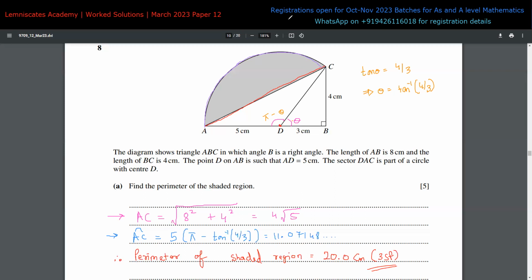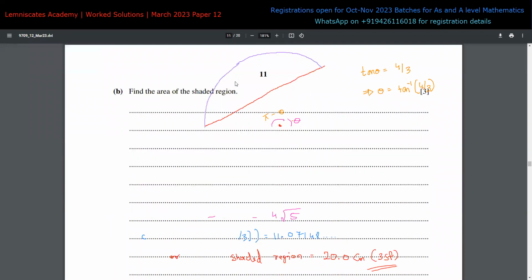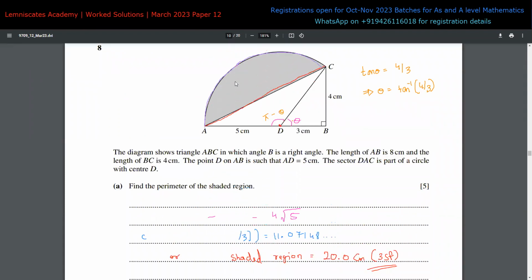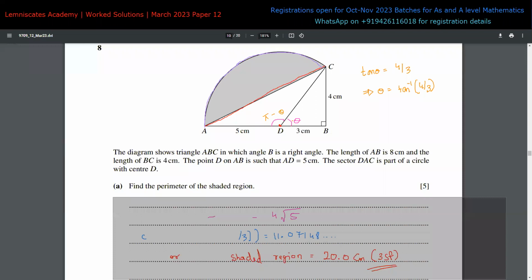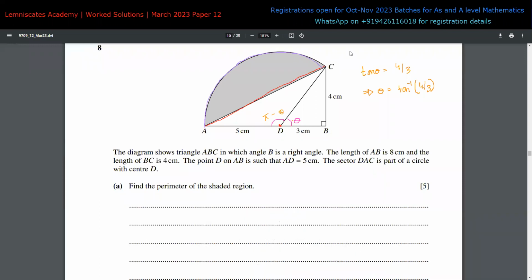And now in part B, I believe that they must ask us what is the area of the shaded region, the classic questions that we get from this chapter. Yes, find the area of the shaded region. So let's talk about that. In order to get this shaded region, we can first of all find the area of this whole sector DAC, and then from that, we can subtract the area of the triangle ADC. So from the sector, if you get rid of this triangle, you will be getting only the area of the shaded region.